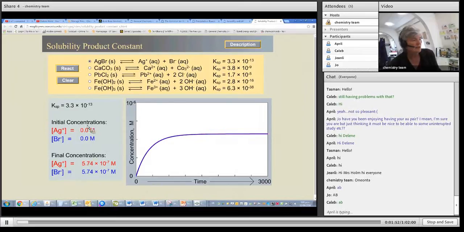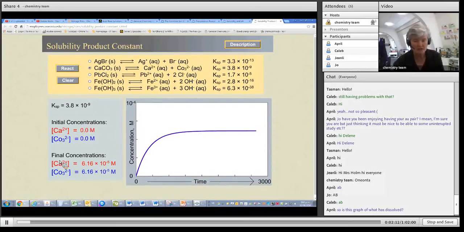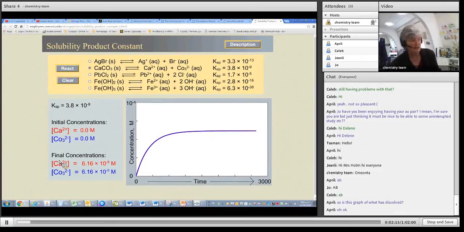If I do calcium carbonate, which is also an AB salt, but it's a bigger constant, if I react that, can you see I have a greater concentration? So it's a graph of how much has dissolved. When I added my solid calcium carbonate, in the beginning I had nothing, but slowly with time more and more dissolved until it reached equilibrium. It's just a visual to see that the bigger the constant, the more will dissolve.